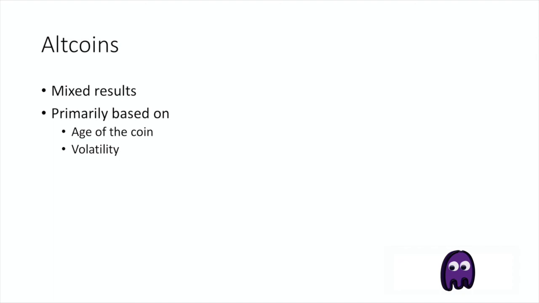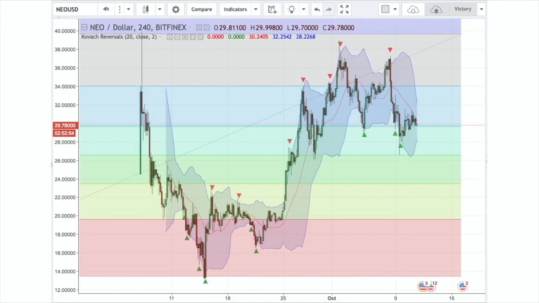Altcoins. With altcoins we have mixed results. This is a function of the age of the coin, volatility, and investor interest. If there's not a lot of interest in the coin, we can expect low liquidity. And we know that when we have low liquidity, we have a lot of volatility and a lot of erraticness in the price. For example, consider the chart for NEO. Again, notice how it respects the Fibonacci levels.